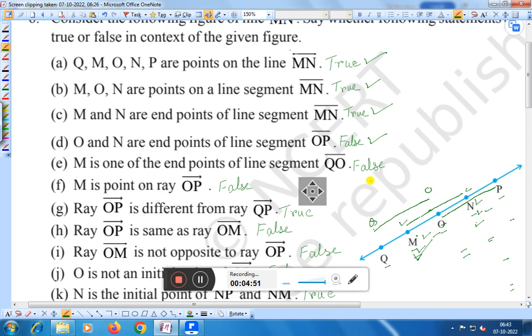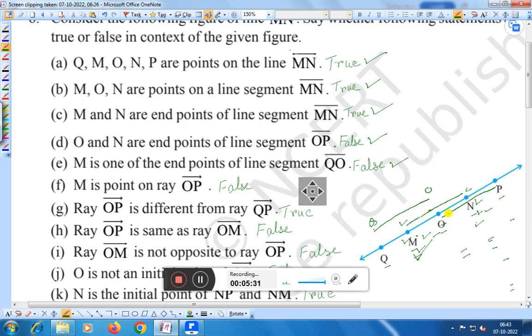Now F. M is a point on ray OP. Here you see, this is M. QO is this line, right? M is one of the endpoints? No, the endpoints are Q and O. Therefore, this is also false, right? Now, F. M is a point on ray OP. OP starts from here. You see, this is ray OP.